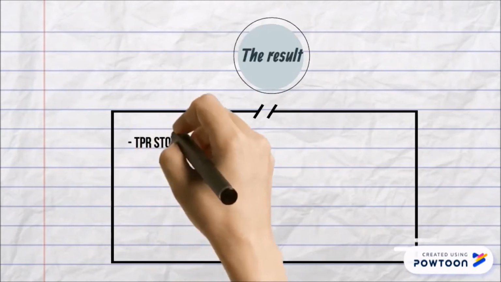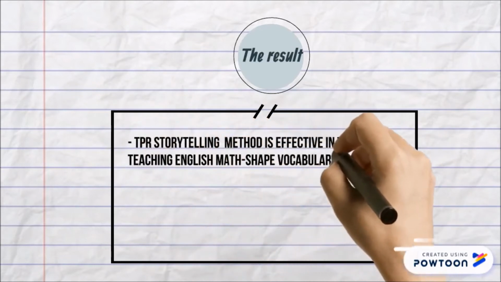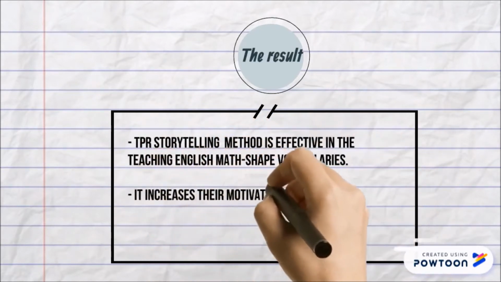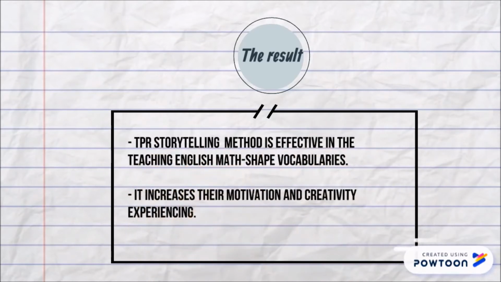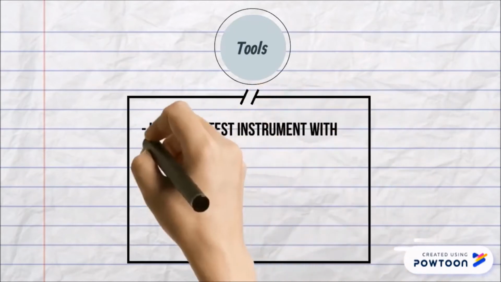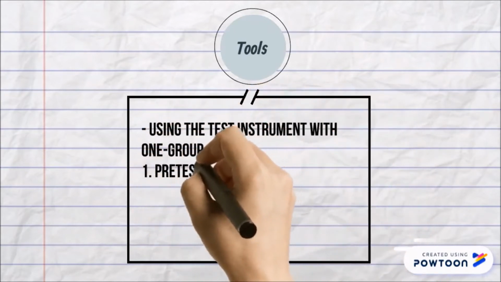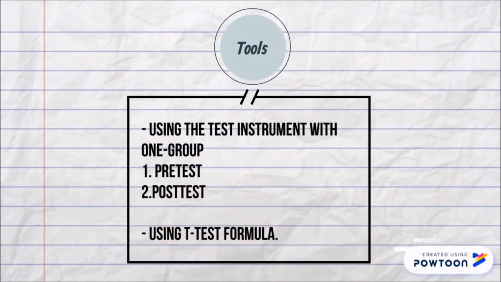The result of this research is total physical response storytelling method is effective in teaching English map shape vocabularies, and it increases their motivation and creativity experience. The tools used in these experiments are the test instrument with one group, that is pre-test, post-test, and using t-test formula.